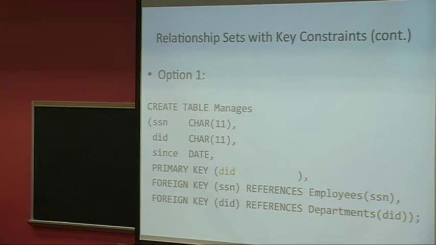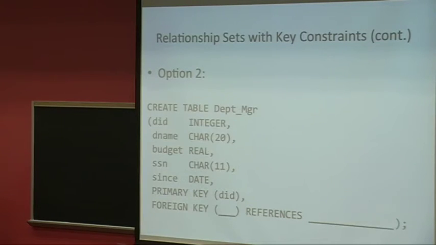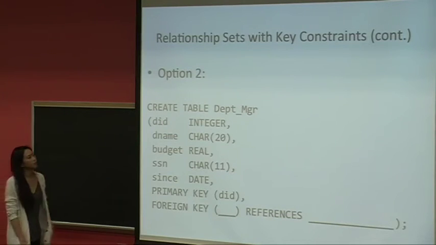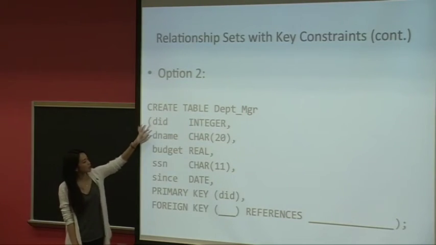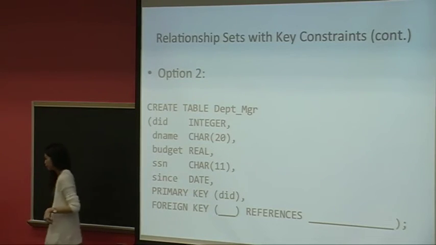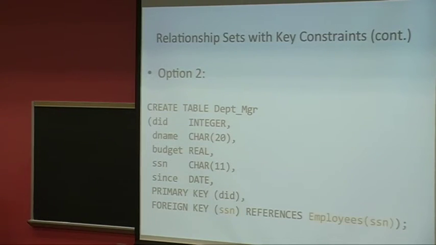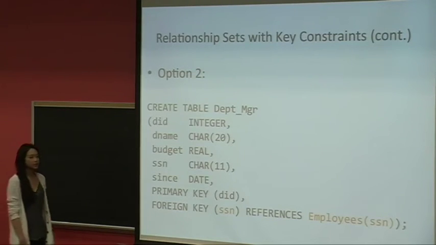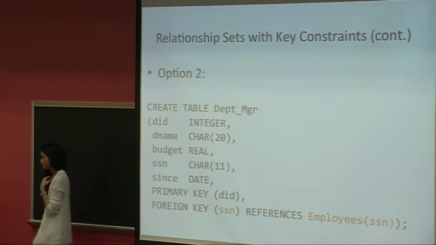Okay, so if we already have this, we can actually put it further. We can just simply merge the whole manager concept into the table where we called it the department manager. So here are actually the attributes for the department, right? And we just simply say, for the foreign key, SSN, the reference is the employee's SSN, right? So you can have one less table. You don't have to have the managers. That's what will happen when we have a key constraint, okay?